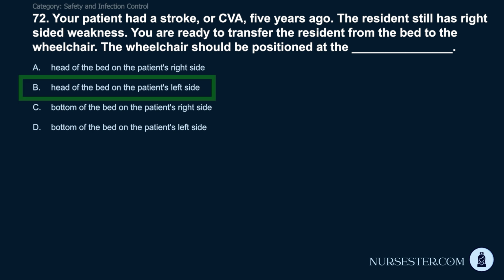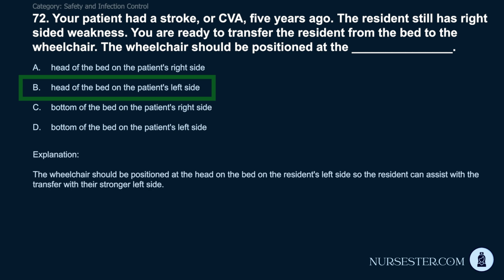Correct answer, B. Head of the bed on the patient's left side. The wheelchair should be positioned at the head of the bed on the resident's left side so the resident can assist with the transfer with their stronger left side.